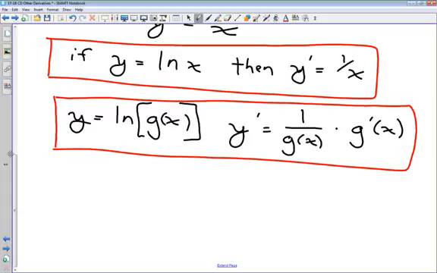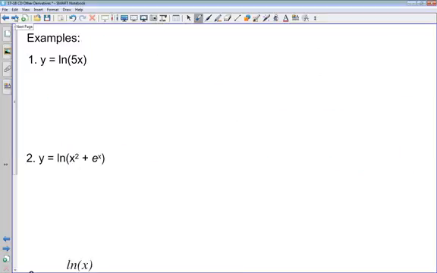So let's take a look at 4 quick examples here, just to sort of hammer this thing home. So our first example, pretty simple, y equals ln of 5x. So right away we've got something that involves the chain rule. Our inner function here is that thing we are taking the ln of. G of x is that 5x. So we know that the derivative of that inner function, g primed at x, is just going to be 5.